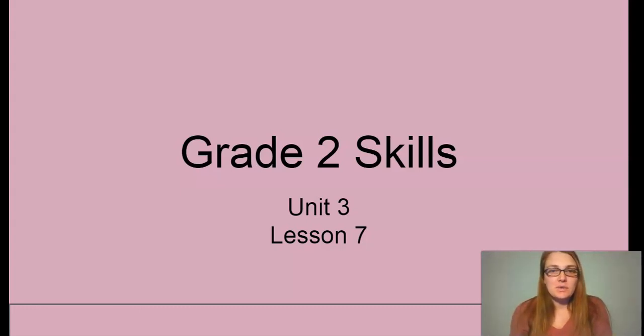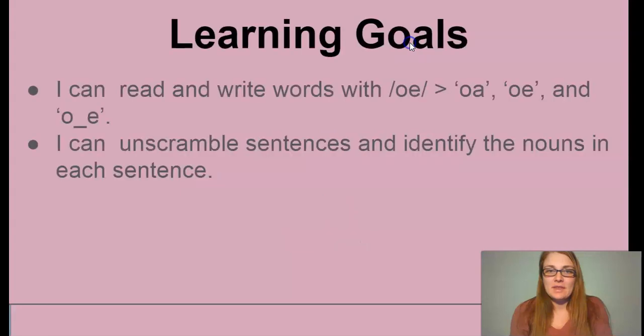Grade 2 Skills. We're in Unit 3, Lesson 7. Our learning goals for today: read and write words with the O sound, spelled O-A, O-E, and O-space-E, and unscramble sentences to identify the nouns in each sentence.